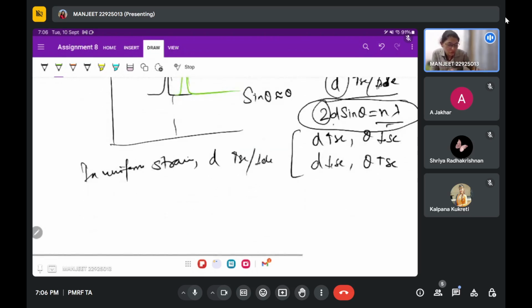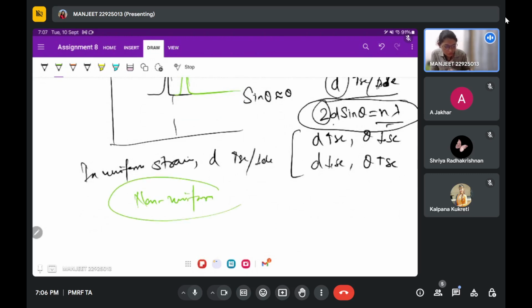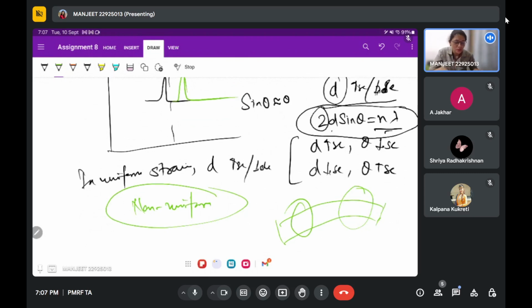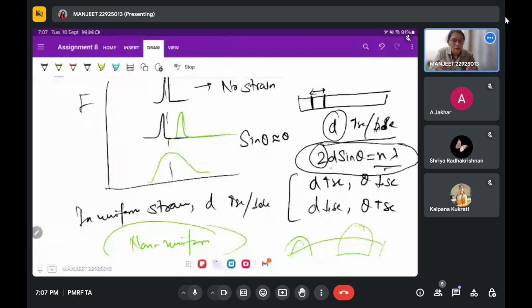But if it is non-uniform, there will be some broadening. It will decrease here and increase there, so there will be a mismatch. There is no uniformity in the strain, so you can see the broadening of the peak. If the peak only shifts to a lower or higher angle, that represents uniform strain.